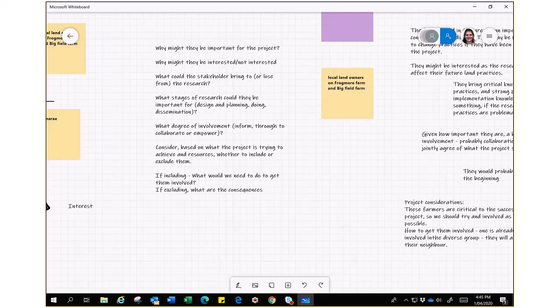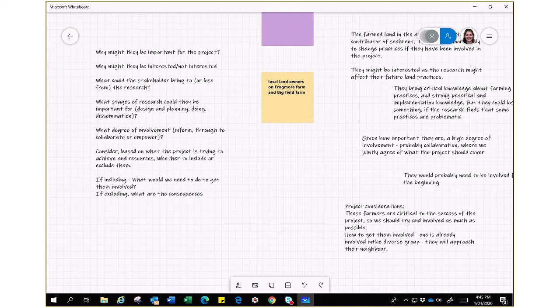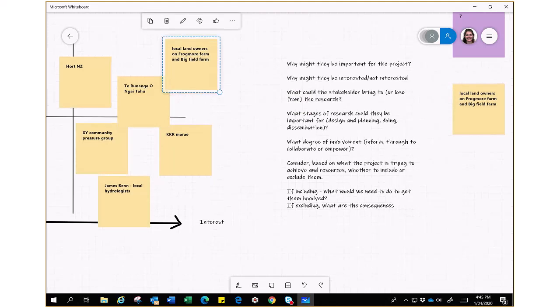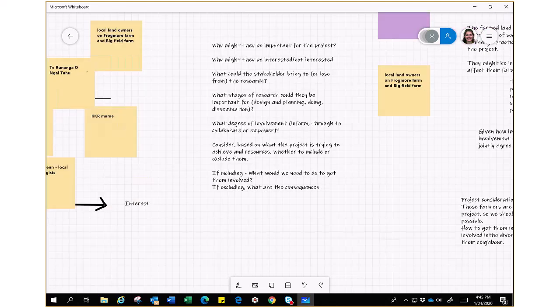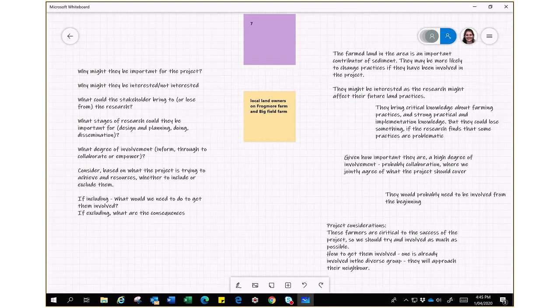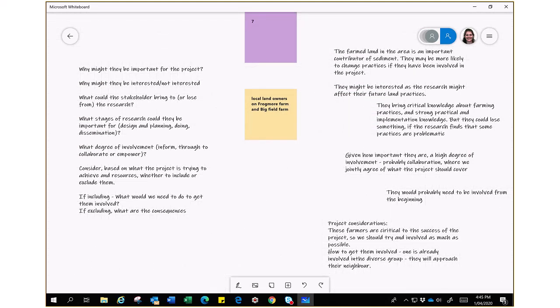So looking at these guys, the local landowners from Frogmore Farm and Bigfield Farm. The questions that we want to ask about them, of your diverse group: why might they be important for the project? Why might they be interested or not interested? What could the stakeholder bring to or lose from the research? What stages could they be useful or important for being involved in? And to what degree of involvement?